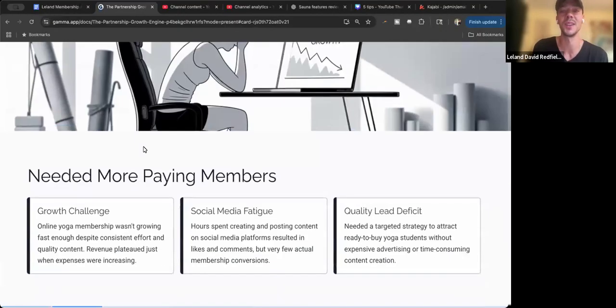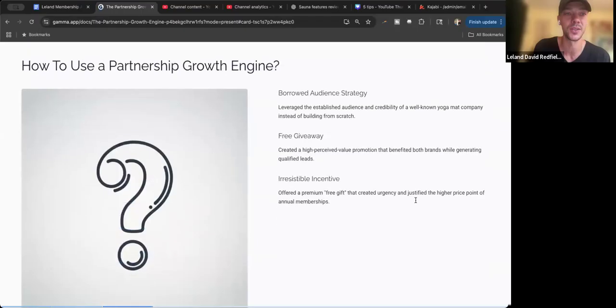All right, so why would you add a growth engine to your business? If growth is one of your challenges, meaning you're not getting enough leads, growth engines can be great. If you have social media fatigue, you're tired of posting pictures of you at the beach or at the mall or doing yoga, or my favorite, people taking pictures of themselves meditating. I think that's just such a joke. If you've done that, no offense. Or if you have a quality leads deficit, so you're not getting enough leads. So that's three reasons why you would do a partner growth engine.